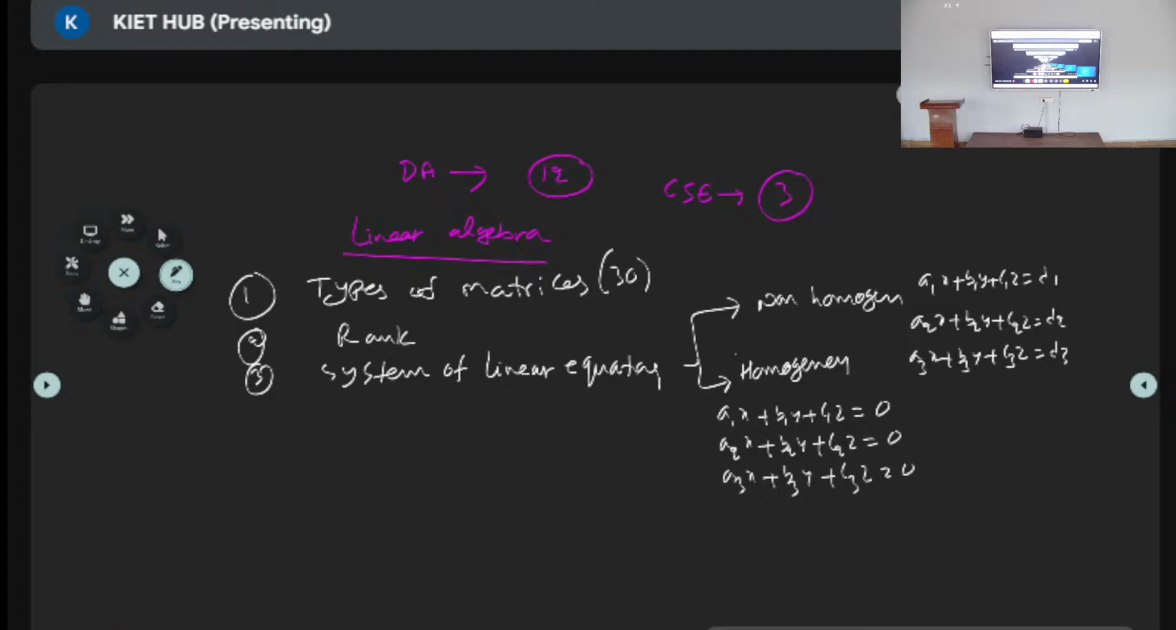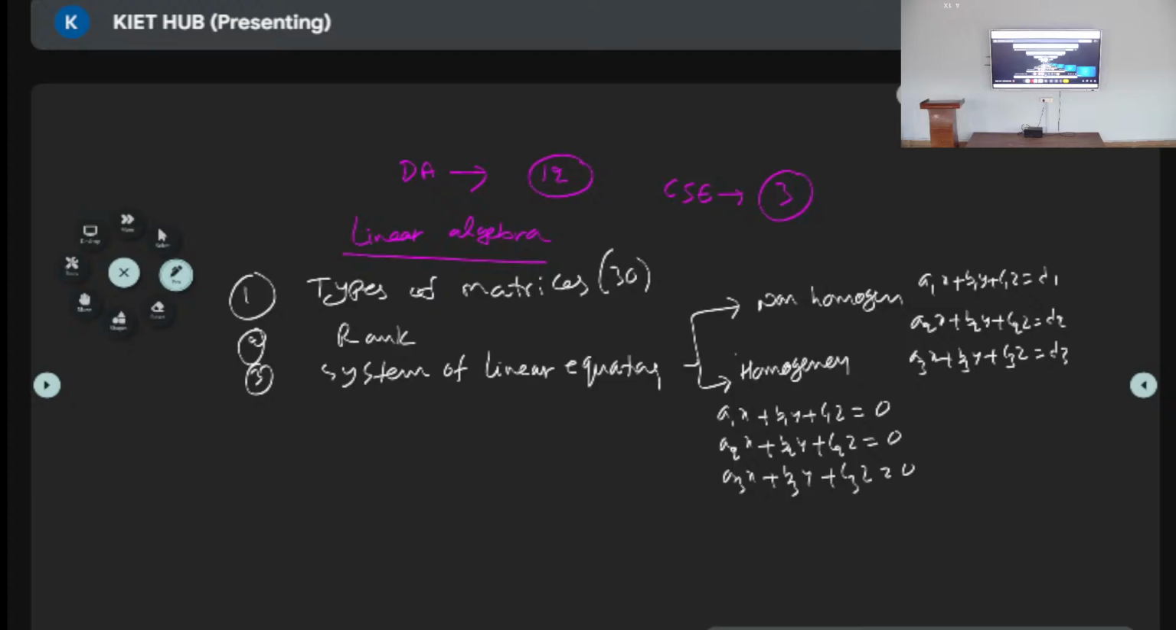How to identify whether they are non-homogeneous or homogeneous? If at least one of the constant terms d1, d2, d3 is non-zero, then it is non-homogeneous. If all are zeros, then it is called homogeneous. And what are the different words related to these terms? Consistent and inconsistent. And also we have the trivial solution definitions.